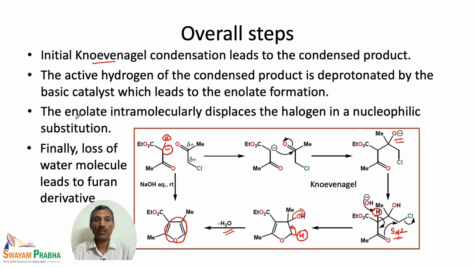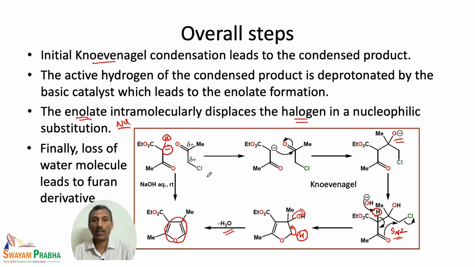So the enolate is the crucial intramolecular displacement of the enolate. In other words, this is the nucleophile which attacks the halogen unit. So this is the intramolecular SN2 type reaction. So these are all the crucial steps involved in this Feist-Benary synthesis that leads to the final formation of a furan.